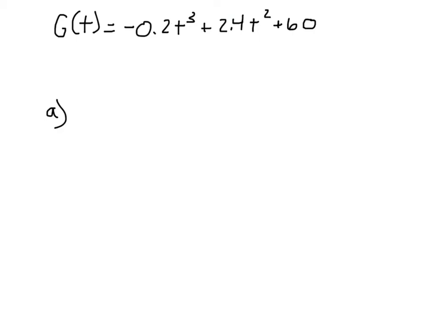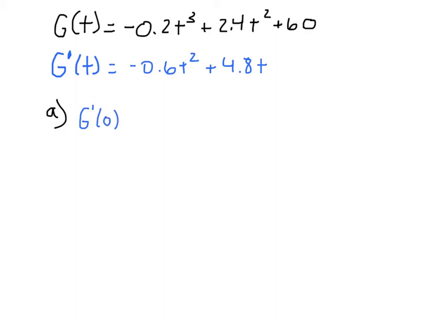So let's start by computing the derivative, and we'll plug in the values 0 through 8 and see what's going on with that. G prime of t is negative 0.6 t squared plus 4.8 t plus 0 for the 60. Let's go ahead and do these values. I have already computed g prime of 0. When you plug in t equals 0, you get 0.